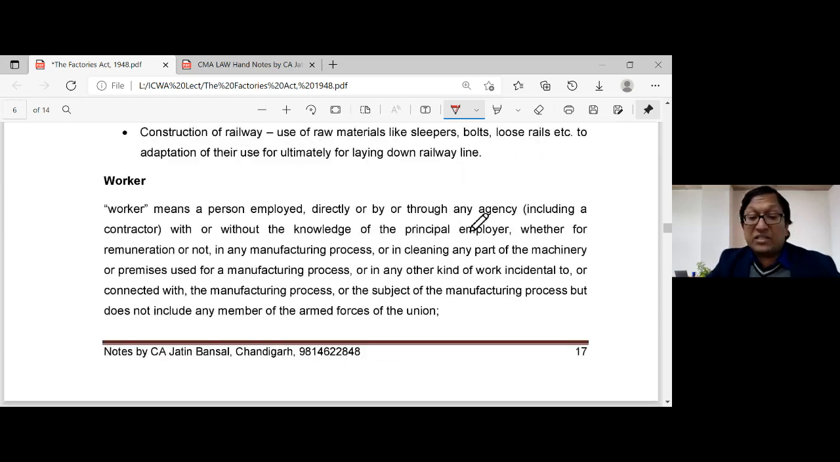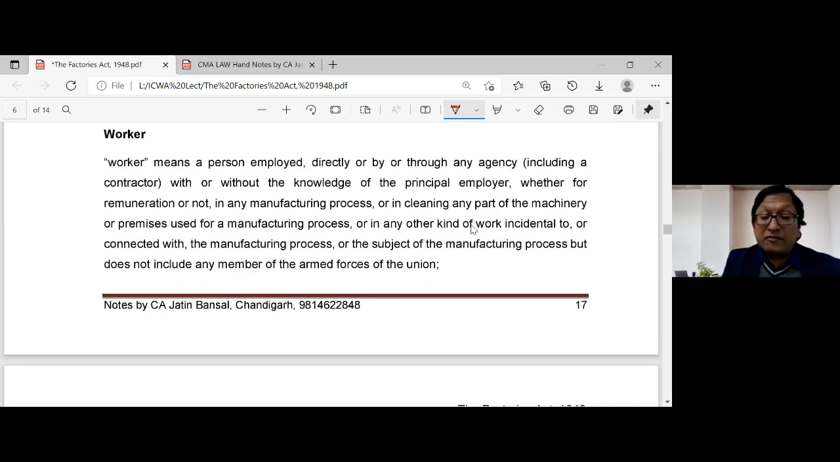Then we have worker. What is the meaning of the word worker? Worker means a person that is employed directly or through any agency, including a contractor. If we have employed some employees through a contractor into our factory, that will be considered within the definition of our worker. It doesn't matter that you have not employed them directly, those workers are working in your factory only, so you are the principal employer. You will be treated as principal employer for those workers.